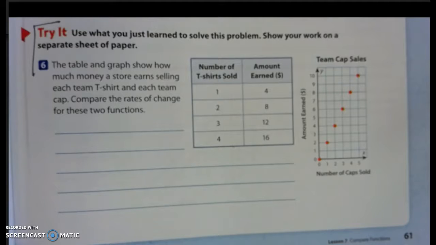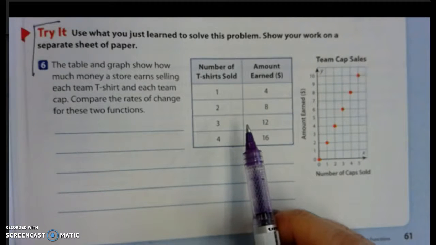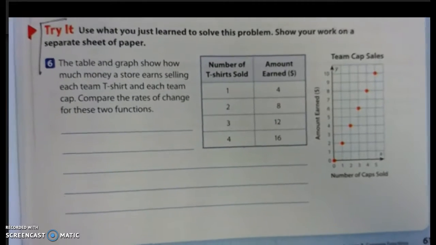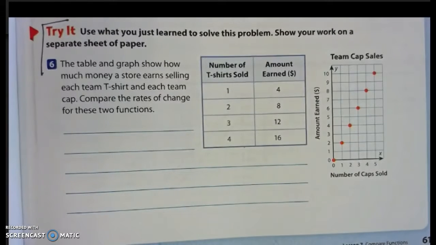The table and graph show how much money a store earns selling each team t-shirt and each team cap. Compare the rates of change for these two functions. Now, one function is being given to us as a table, and the other function is being given to us as a graph. The best thing you can do if you want to compare two functions is to put them in similar format.